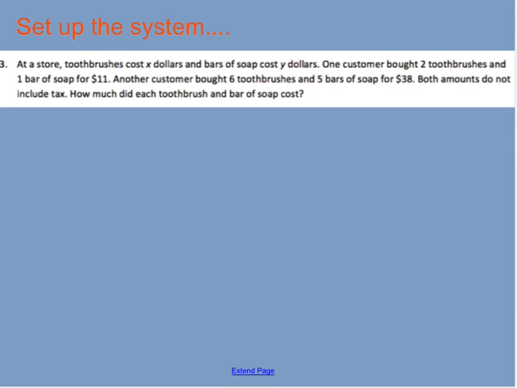So let's take a look at number 3. At the store, a toothbrush costs X dollars and a bar of soap costs Y dollars. One customer bought 2 toothbrushes and 1 bar of soap for $11.